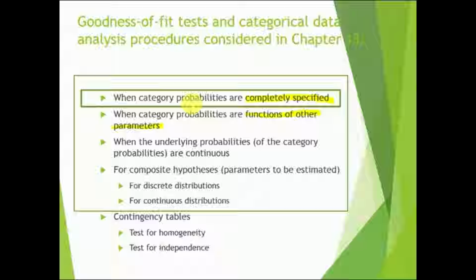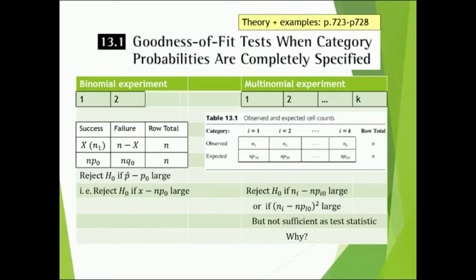First of all, then, when category probabilities are completely specified. The first kind of goodness of fit test that we're looking at is where the probabilities are completely specified. So the binomial experiment, for example, with success and failure, we have a row total of n. There's x successes, n minus x failures. For the multinomial experiment, we have n1 observed in the first category, n2 observed in the second category, and nk observed in the last category.